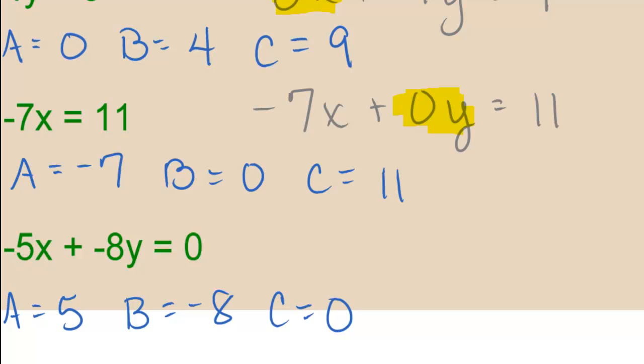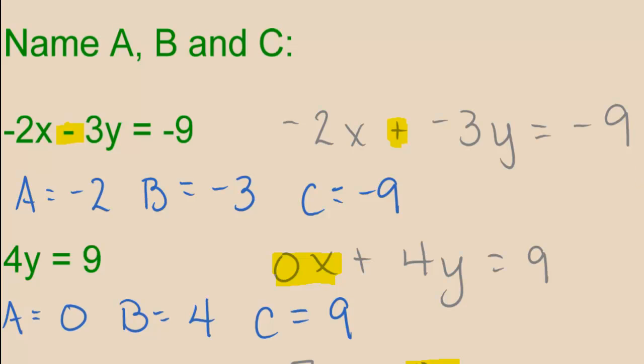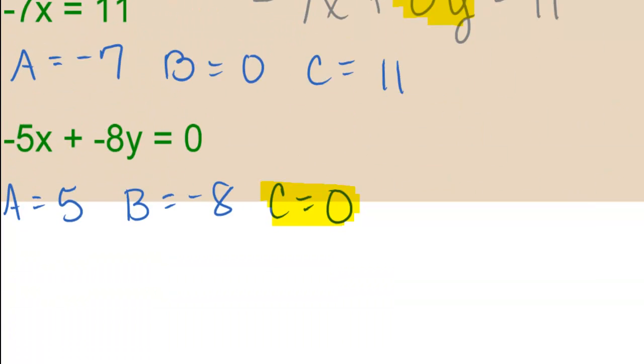In my last equation, this one's pretty straightforward. A is 5 rather, b is negative 8, and c is 0. I wanted to give you an example where the constant could be 0, where my coefficient of y could be 0, and where my coefficient of x could be 0. We could also have an example where the constant is 0 if we just didn't have anything written in except the negative 5x and the negative 8y.